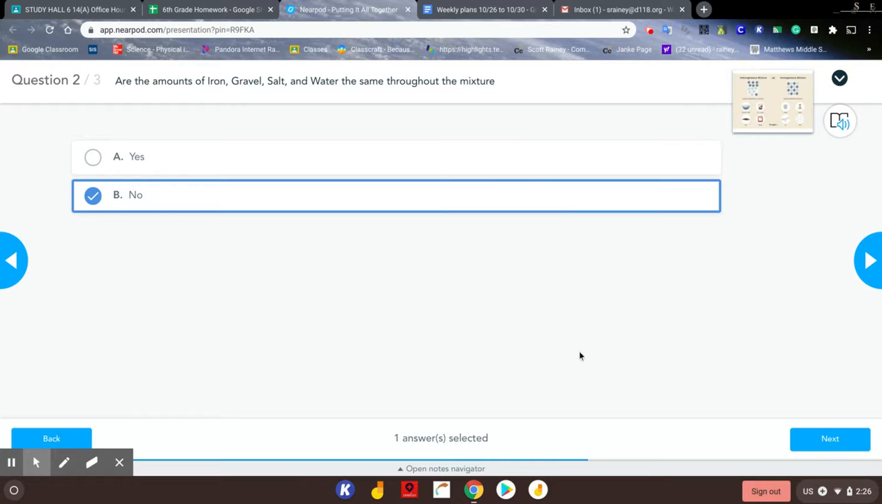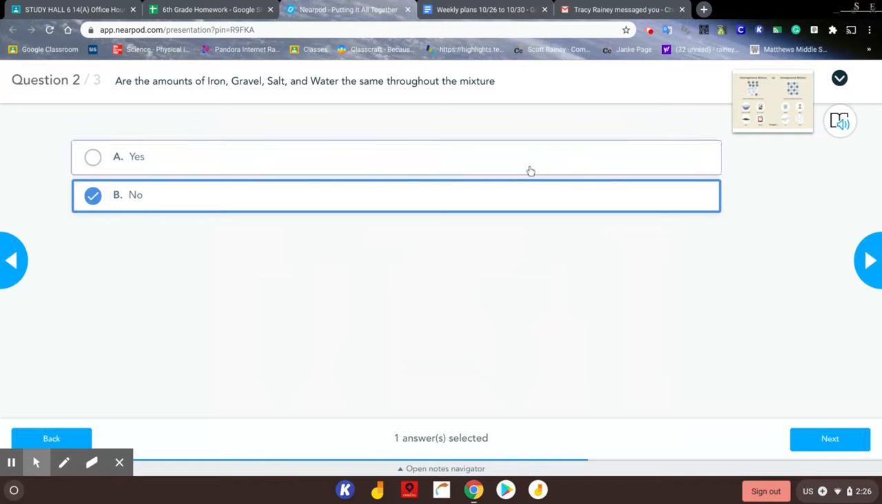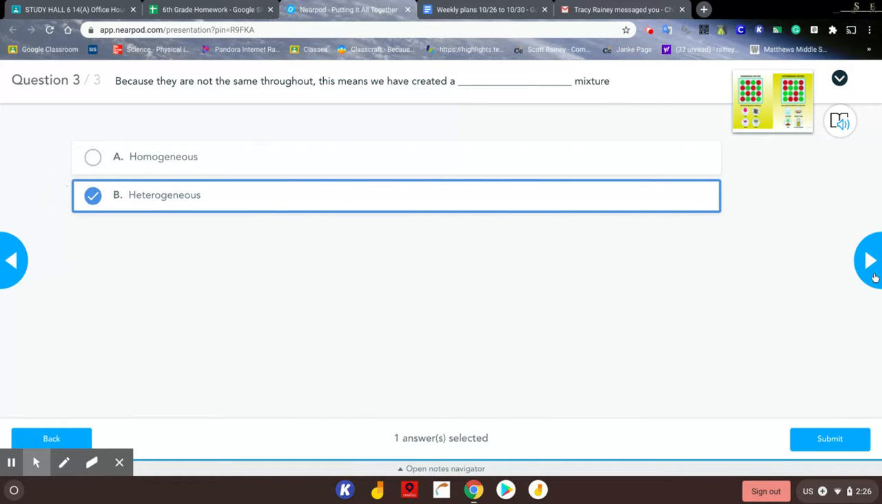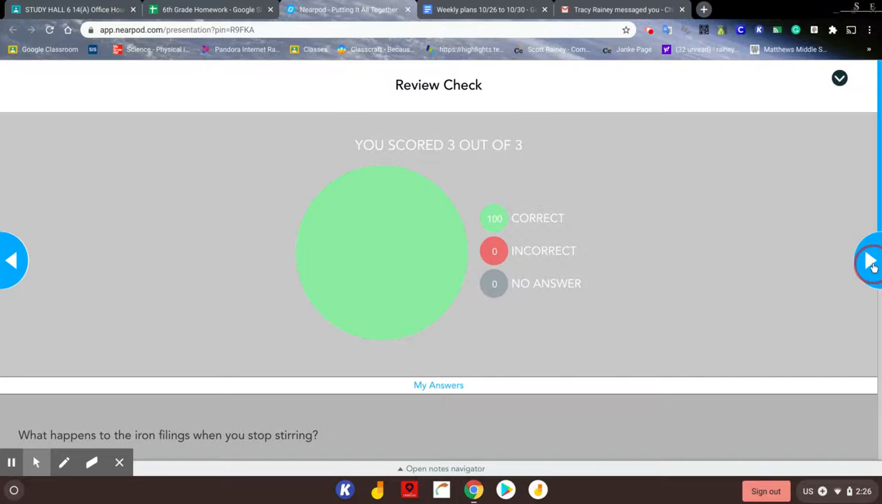Are the amounts of iron, gravel, salt, and water the same throughout the mixture? No, they are not. The gravel was on the bottom. Some of the iron was on the bottom. Some of the iron was on the top. Because it's not evenly distributed, that is a heterogeneous mixture. So what kind of mixture is that? If it's not the same throughout, it is a heterogeneous mixture. Make sure you submit. I didn't submit right there, but make sure you do.